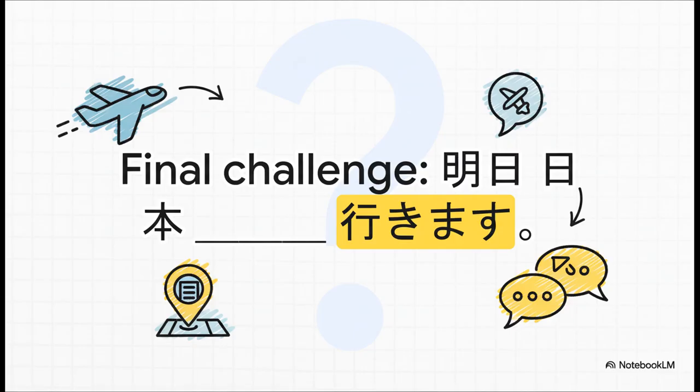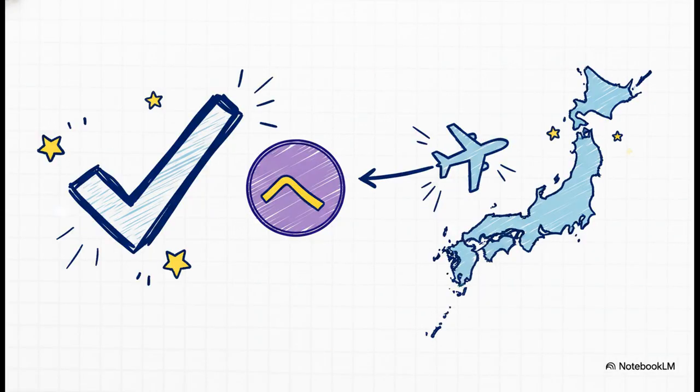Okay, last one. This is the final challenge. The sentence is, Ashita, Nihon blank ikimasu. Tomorrow, I go blank Japan. Now, pay attention to the hint. Which particle best emphasizes the journey? And the answer is he. Now, could you use ni? Yeah, it's grammatically fine, but he is the perfect choice here because it really leans into that idea of heading toward Japan. It's all about the direction.